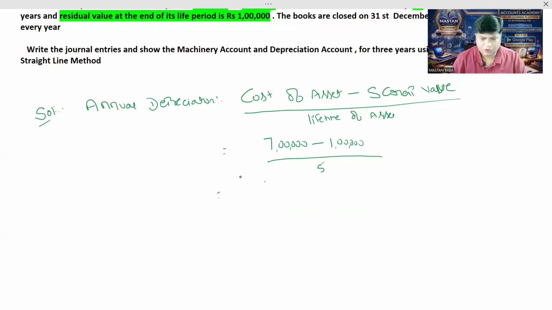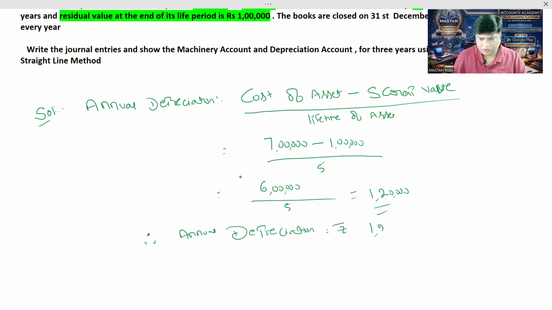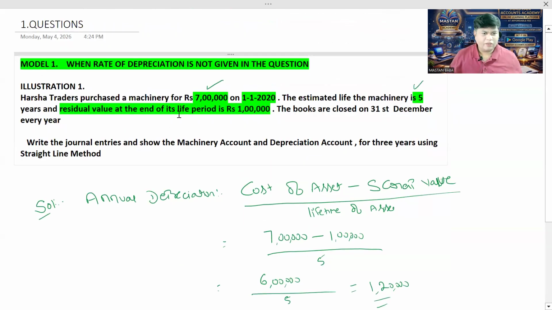Therefore, annual depreciation is equal to 7 lakhs minus 1 lakh is 6 lakh, divided by 5. That comes to 1,20,000. That's it. So therefore, annual depreciation is equal to rupees 1,20,000. So no need to calculate the rate more. When we know the annual depreciation, directly we can go for the ledger account. So we bought the machinery for 7 lakhs. So we'll go for the ledger account now.